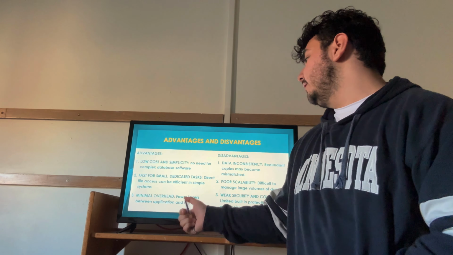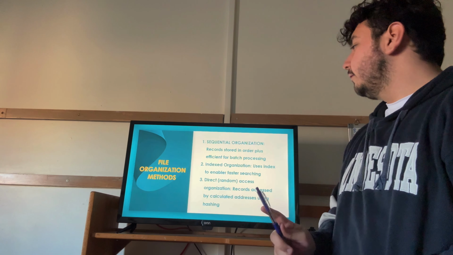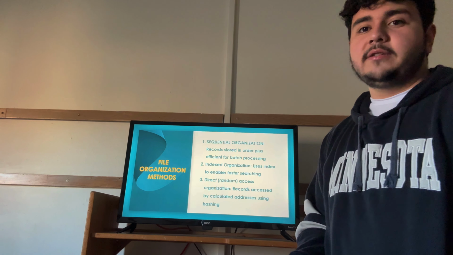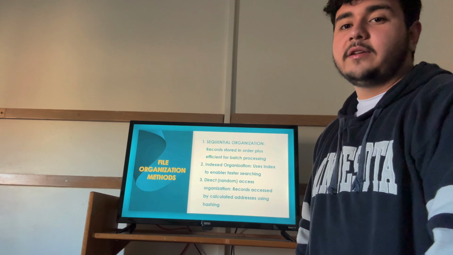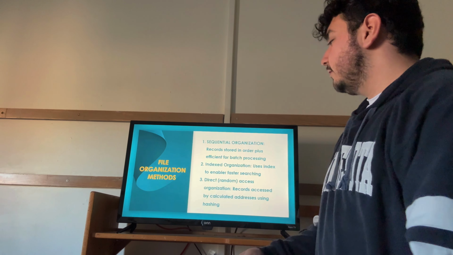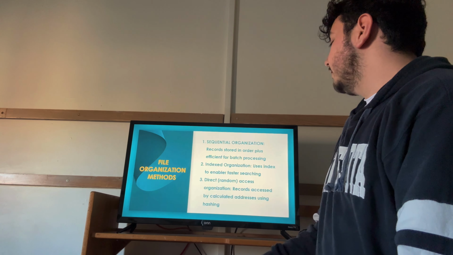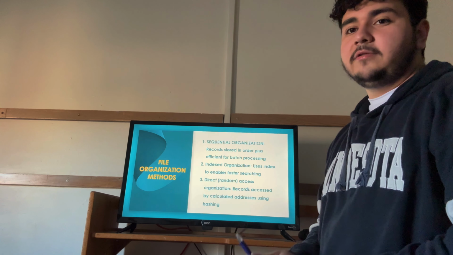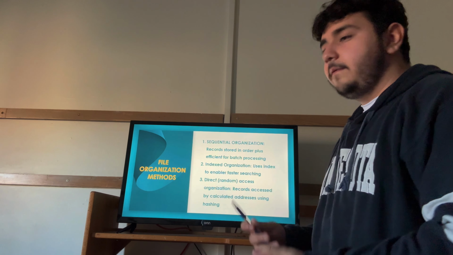Now we're going to go through the file organization methods. The first one is sequential organization, where all the records are stored in order, which is efficient for batch processing. The second one is indexed organization, which uses an index to enable faster searching. And finally, direct random access organization, where records are accessed by calculating the address using hashing.